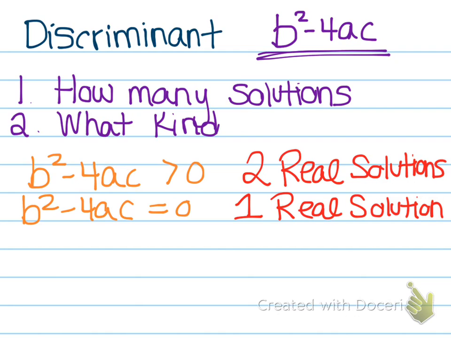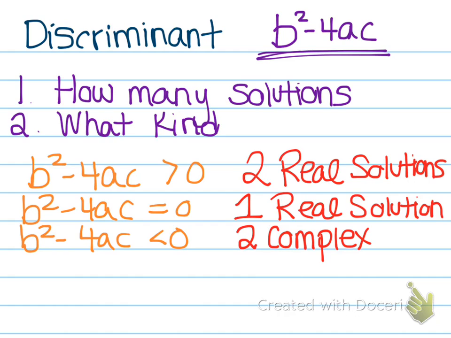And then this last part, if the discriminant is less than 0, meaning it's negative, then this means we're going to have two complex solutions. And complex solutions are new for us. They're going to involve imaginary numbers, which we will talk about very shortly. But first, with the discriminant, let's see what these look like.